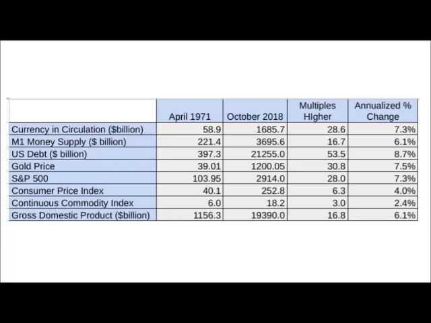Currency in circulation rose by a factor of 28.6. The gold price is up by a factor of 30.8. The S&P 500 is up by a factor of 28.0. Annualized, these are rates of increase of 7.3%, 7.5%, and 7.3% per year respectively. Is this a coincidence? I'll leave that up to you to decide over the next few illustrations.